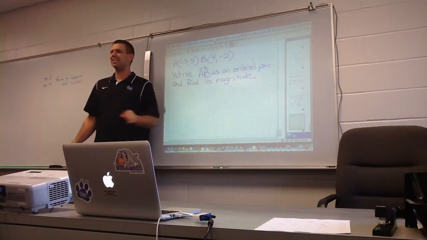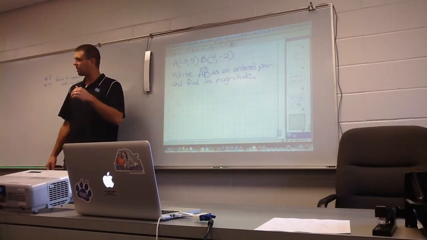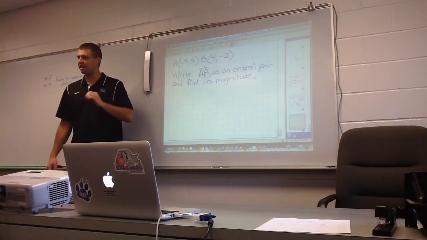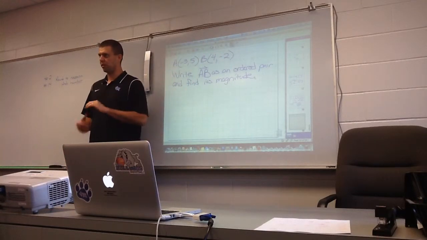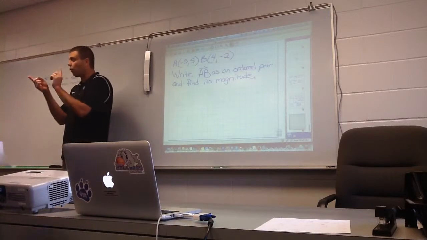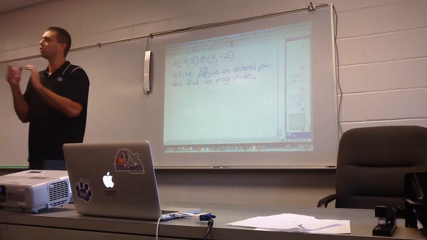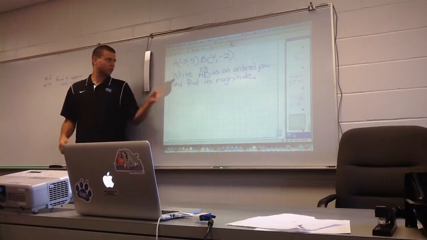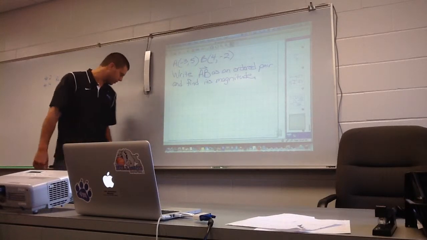Vector AB is an arrow that starts at A and goes to B. You guys with me on that? If I had the order switched around, it would be different, because that would be an arrow that starts at B and goes to A. So the order is very important here. So it says, write vector AB as an ordered pair. So we're going to do that first.